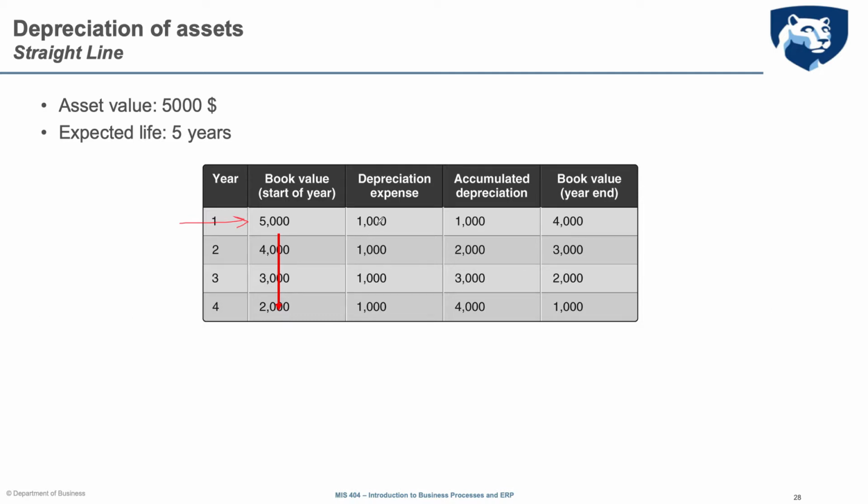So each year you allocate a depreciation cost amount of $1,000, and this decreases the value of the asset each year. So the book value at the start of the year is 5,000. You depreciate 1,000. 1,000 is the cost that you put in the income statement. The book value at the end of the year is 4,000.